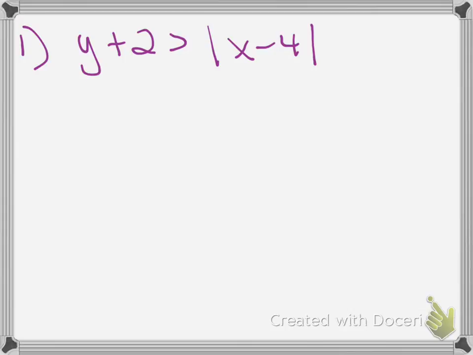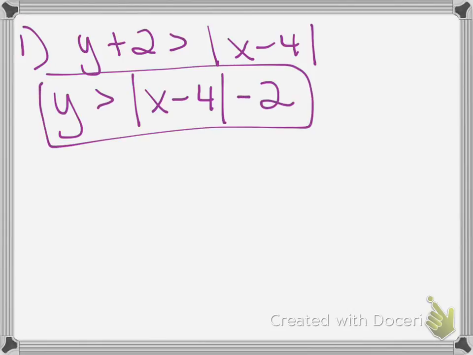So let's look at our first example that I have here. I have y plus 2 is greater than the absolute value of x minus 4. So first I have to get y by itself. So I have y is greater than the absolute value of x minus 4 minus 2. So this is actually what we're going to be working with.